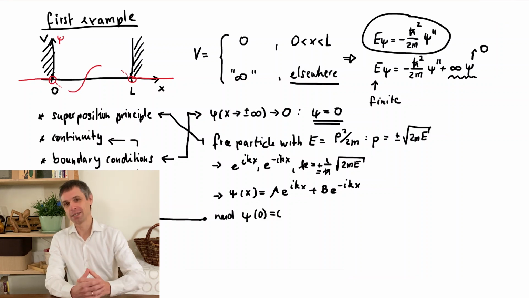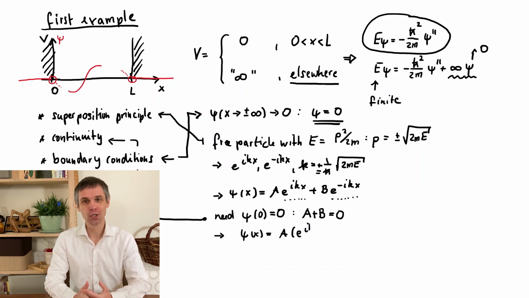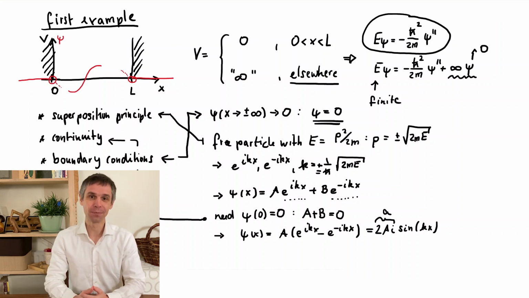Evaluating our solution at x equal to 0, the left boundary of the region, we find that the coefficients a and b must sum to 0. Note that the exponential function is 1 when the exponent vanishes, so we can actually set b to minus a. Using the Euler identity, we can rewrite this as a sine function, which indeed nicely vanishes at the origin, and the coefficient in front we can replace by a new constant, little a, just to keep everything simple.